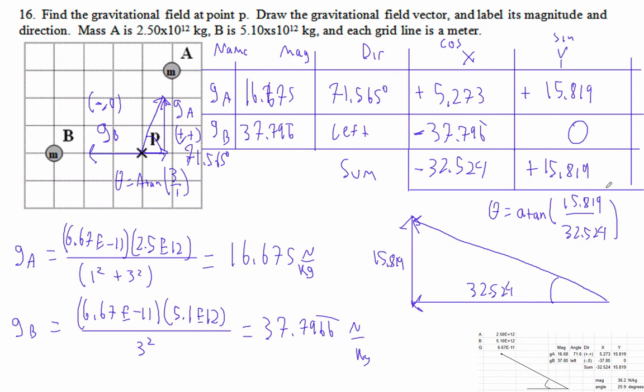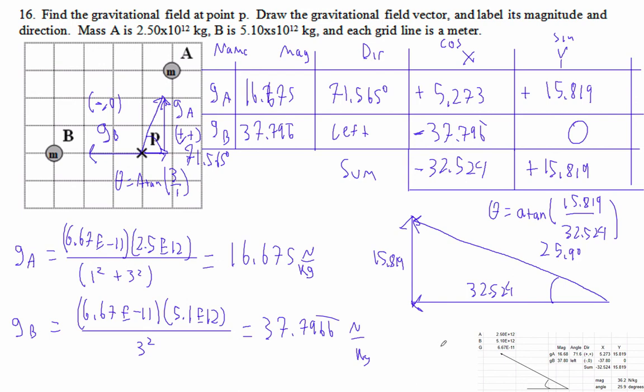I'm going to go second tan. That guy divided by the opposite of this guy. I don't like negative numbers, so I'm just going to make it positive. There it is. So that's 25.9 degrees to the left and up, 25.9 degrees above the x-axis.